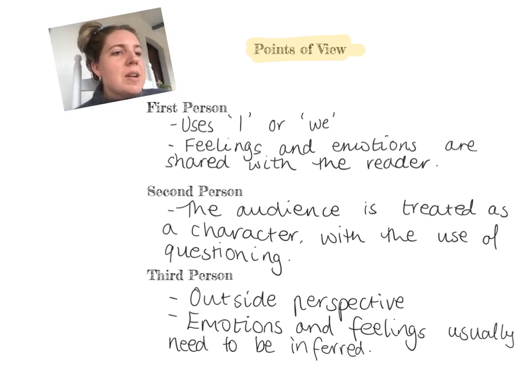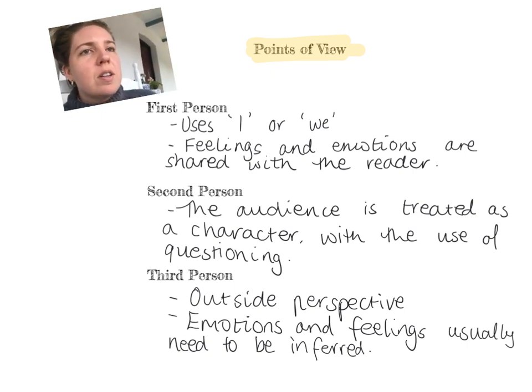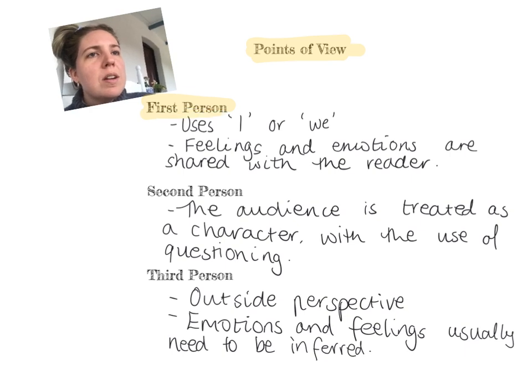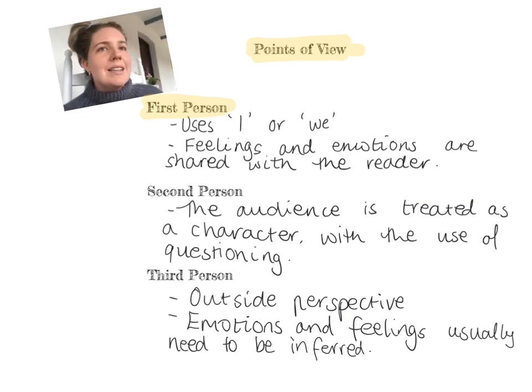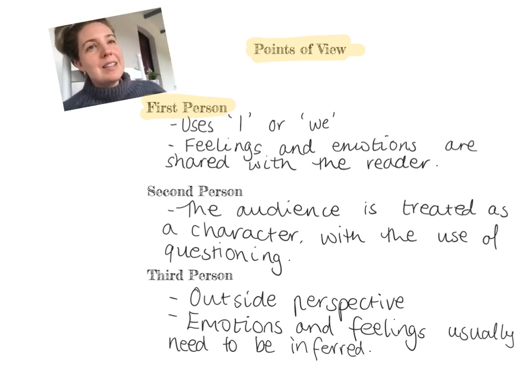So something that we see all the time, I think in a lot of the texts that we read, is a book that is written from first person. And that's when you're reading someone's direct story. So they're retelling you their story. And they'll often use words like, we did this, or I did this, and I felt this, I was scared. And that is really obvious to us because their feelings and emotions are shared with the reader.